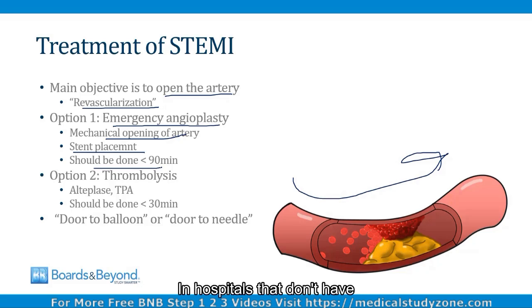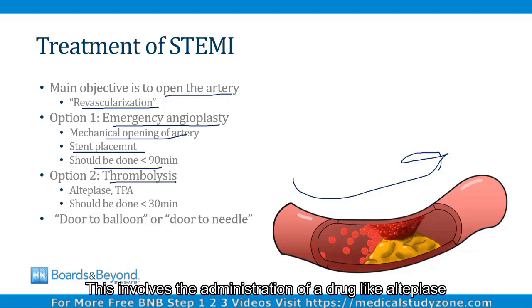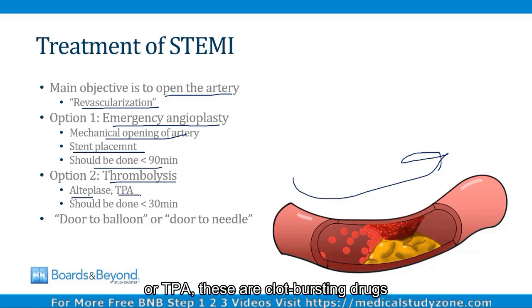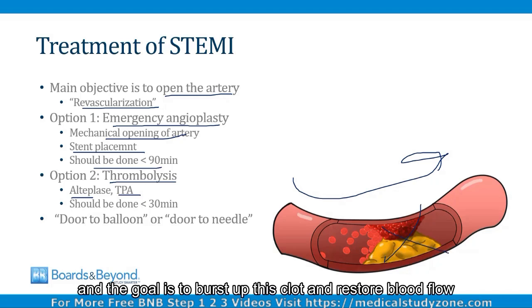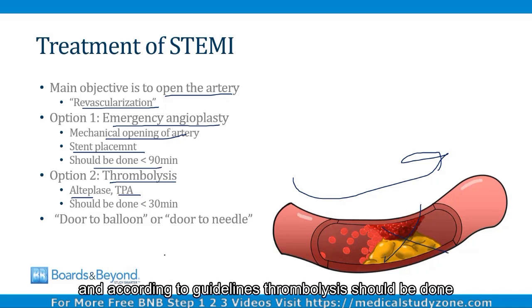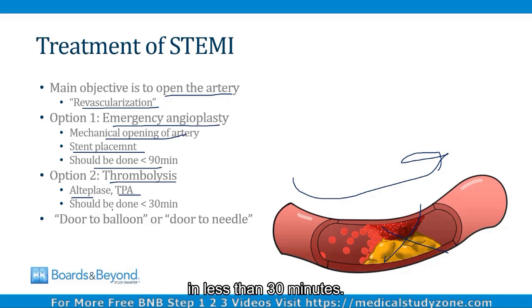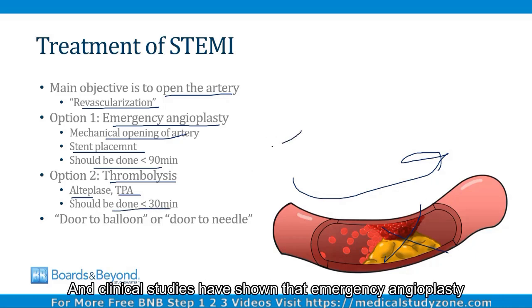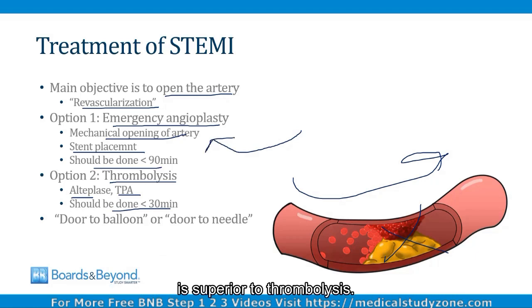In hospitals that don't have emergency angioplasty available, a second option is thrombolysis. This involves the administration of a drug like alteplase or TPA. These are clot-busting drugs, and the goal is to bust up this clot and restore blood flow. And according to guidelines, thrombolysis should be done in less than 30 minutes. And clinical studies have shown that emergency angioplasty is superior to thrombolysis.